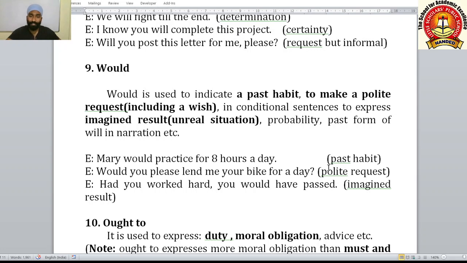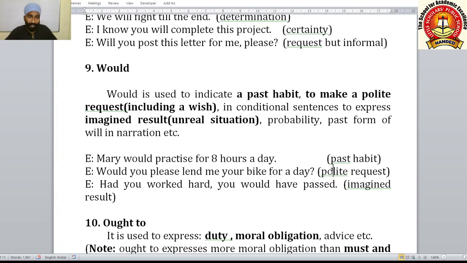Mary would practice for 8 hours a day, means this is the past habit of Mary. 8 hours a day she was practicing. In this sentence, would is expressing the past habit which Mary did in the past every day. Mary would practice. Would you please lend me your bike for a day?